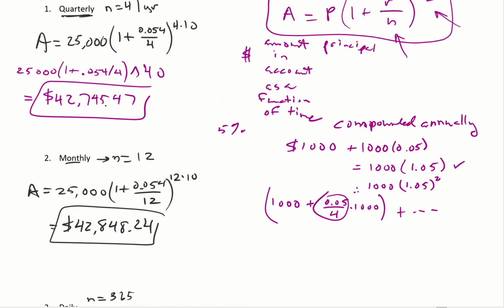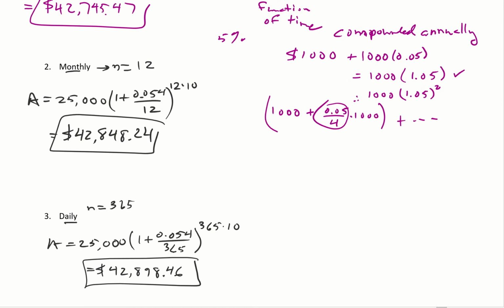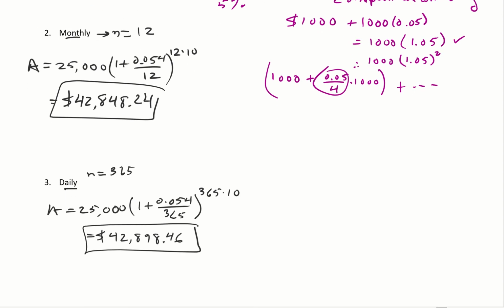So if you compound like 4 times a year, you get 42,748, 42,8, and 50 extra dollars. Seems like there's no end to it, but there is. And we'll learn that in a later section if we get there.